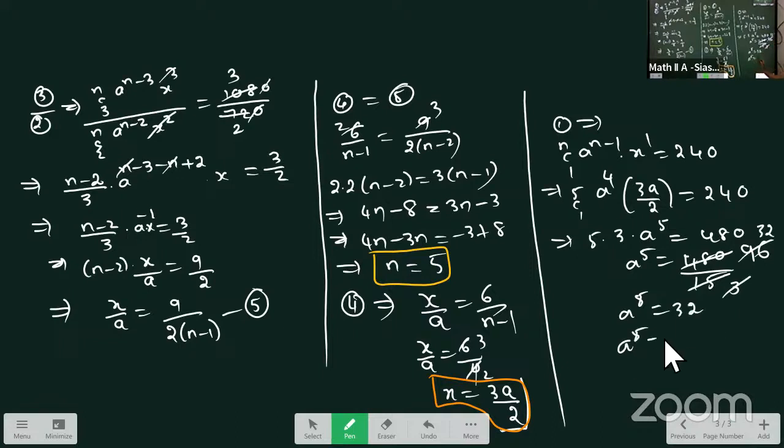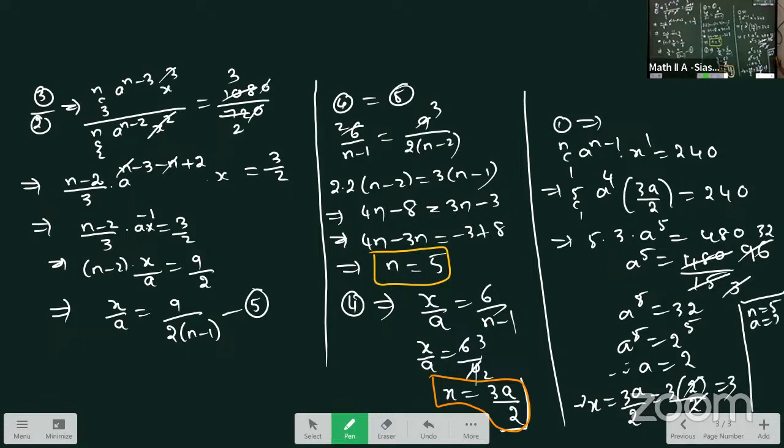a power 5 is equals to 32. We can write 2 to the power 5. Therefore, we got a is equals to 2, because when powers are equal, we can equate the bases. Now substitute a value in x is equals to 3a by 2. Therefore, x is equals to 3 into 2 by 2. You can cancel 2 and 2. So we got x is equals to 3. So finally we have all three values. What are the three values? n is equals to 5, a is equals to 2, and x is equals to 3. This is your final answer.